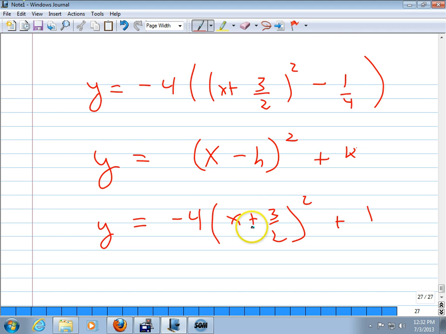What do you subtract to get positive 3/2? Negative 3/2. So the turning point is negative 3/2 for x, positive 1 for y. And this negative 4 is a dilating factor. It makes it a steeper parabola or a less steep parabola. It's just a dilating factor.